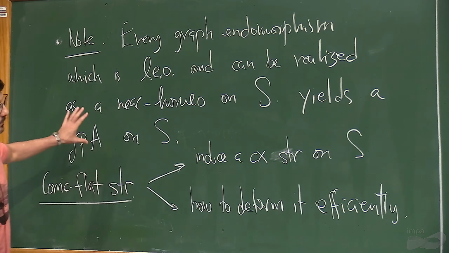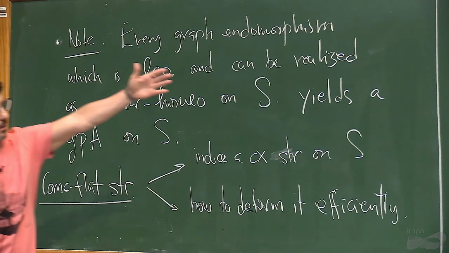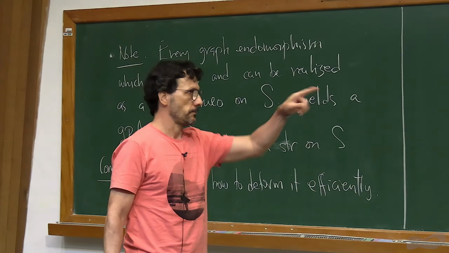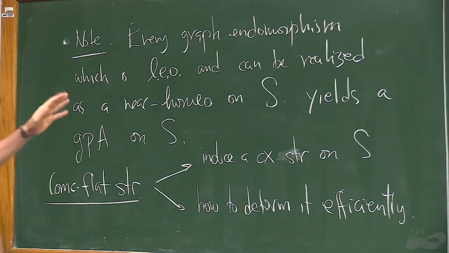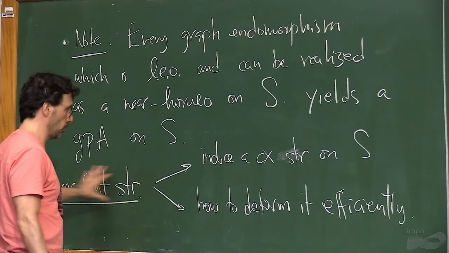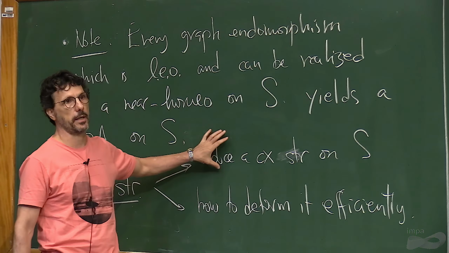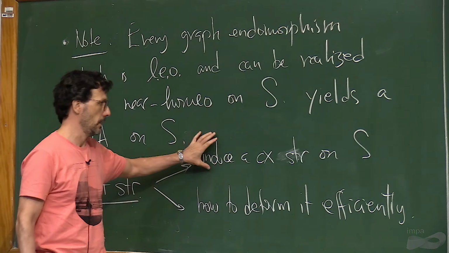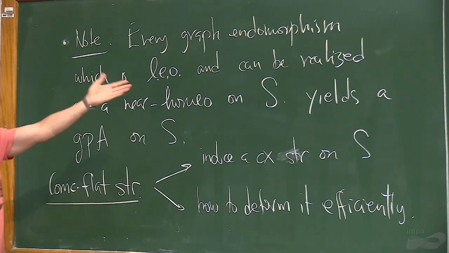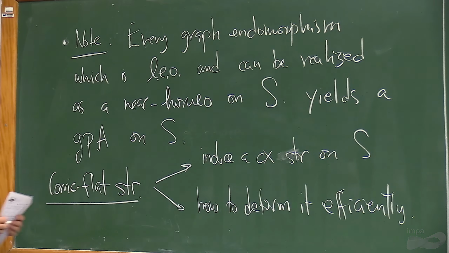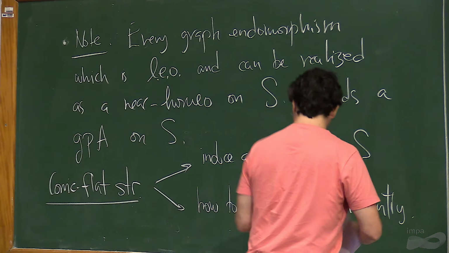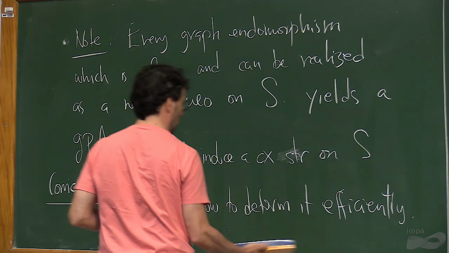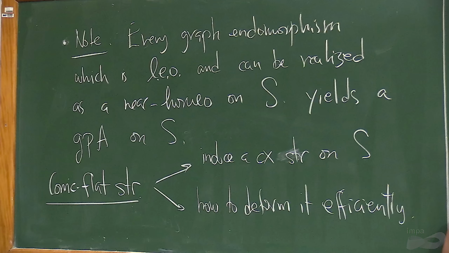So from a conic flat structure, it doesn't even have to have well-defined horizontal and vertical directions, you obtain a well-defined complex underlying structure. But if you have the horizontal and vertical directions, you can deform this complex structure efficiently and get a geodesic line in Teichmüller space.